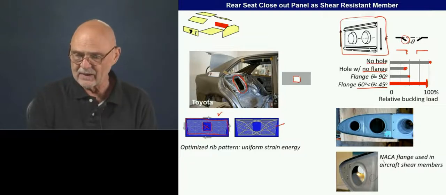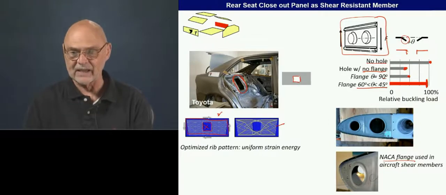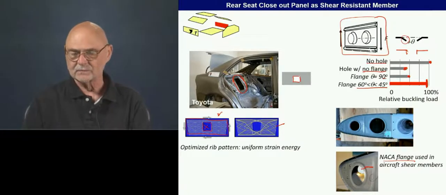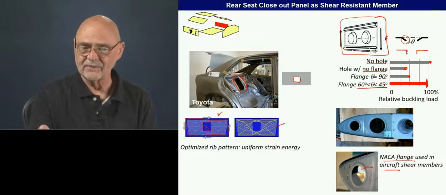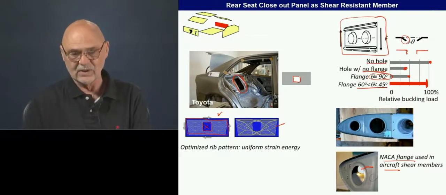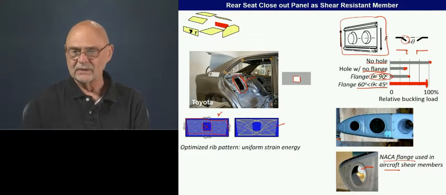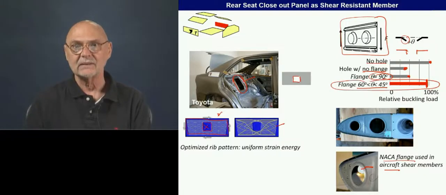And this is actually kind of a famous design. It's used in the aerospace industry. It's called a NACA flange. You can kind of see the shape right there. Okay, and this also happens to be fairly manufacturable, so that it's actually more manufacturable than, say, a 90-degree flange, because we don't have the stretch tearing that occurs. Okay, so if you need to put a big hole in a panel, try to use a flange angle that's roughly in that regime.